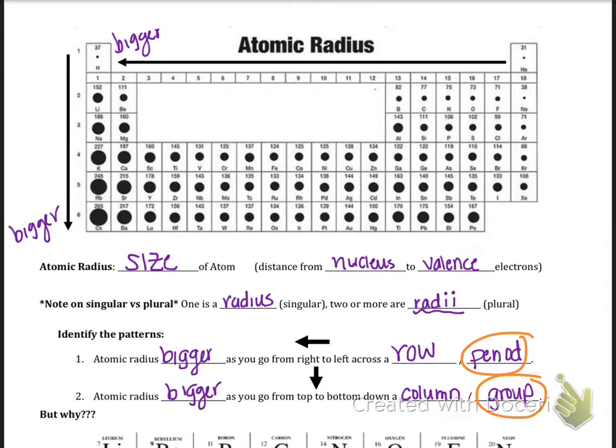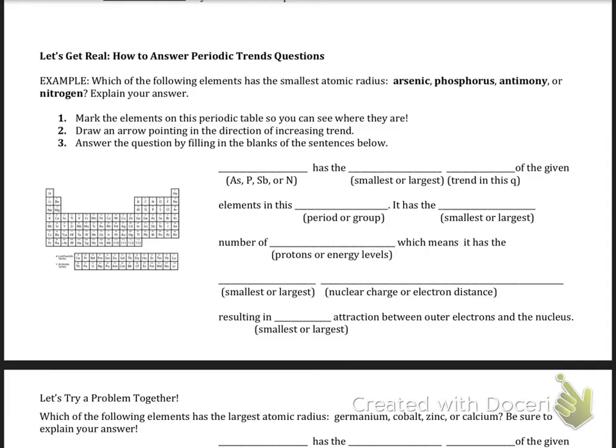Now that we know this piece of information, we can answer some questions about the patterns that we see. Now there are some notes that I am going to skip here. You can ask your teacher for them, but I am going to go ahead and skip to the practice problem here. Okay, so let's look at this practice problem on the next page. How do we answer these types of questions? Well, let's first start with the question. It's right here. Which of the following elements has the smallest atomic radius? So it's looking for the smallest atomic radius between arsenic, phosphorus, antimony, and nitrogen.